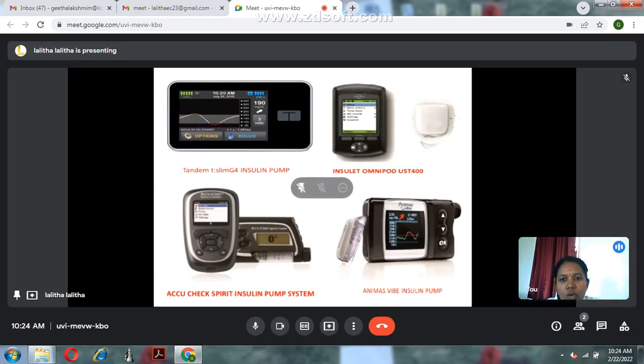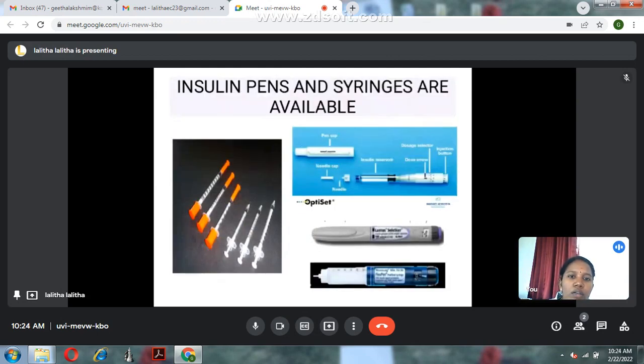The first one is the t:slim X2 insulin pump. The second one, the Omnipod insulin pump. The third one, the Accu-Chek Spirit insulin pump system. And the Animas Vibe insulin pump. These are the insulin pumps used in our world.